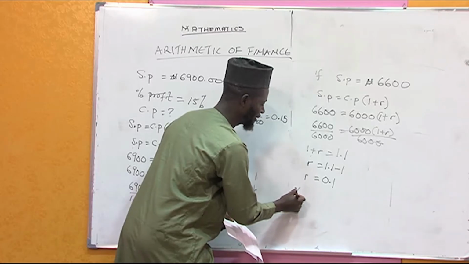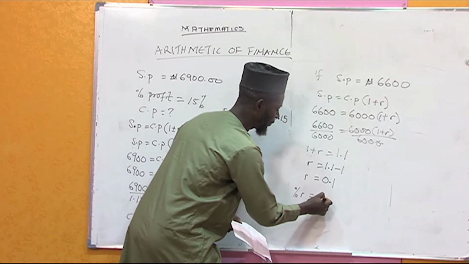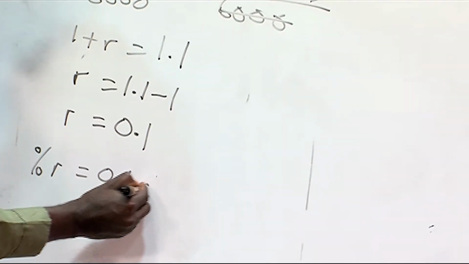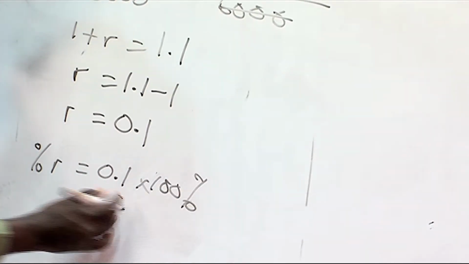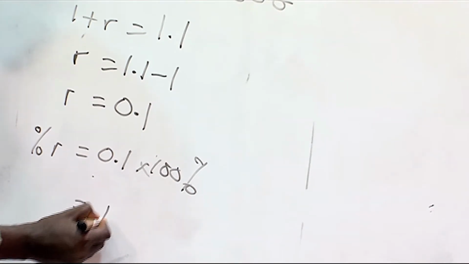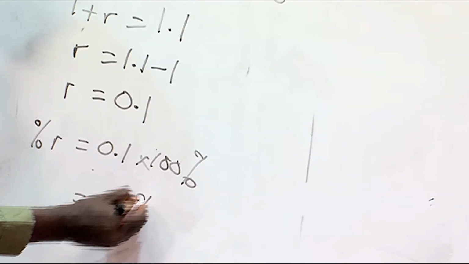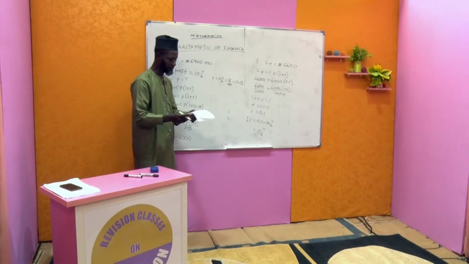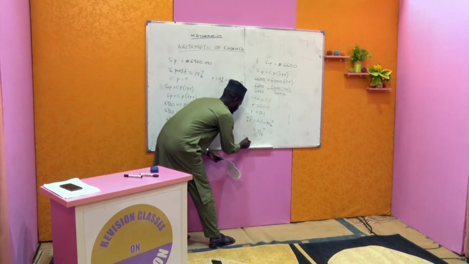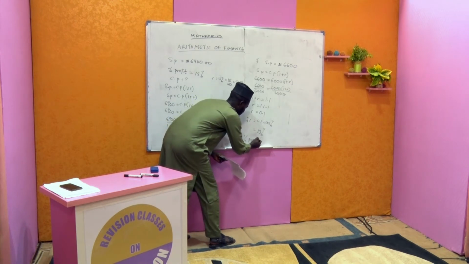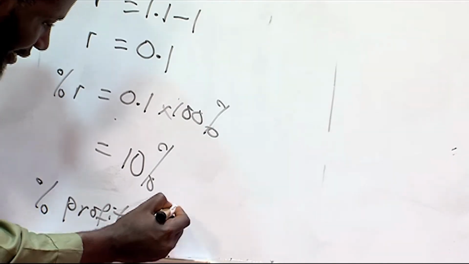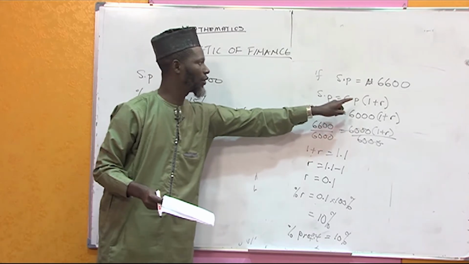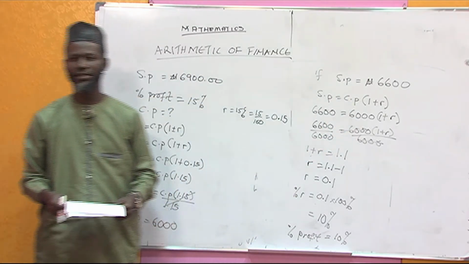Now in terms of percentage, it will be 0.1 multiplied by 100%, which is equal to 10%. That means the percentage profit will have been 10% if he has sold it for 6,600. That's the end of the first question.